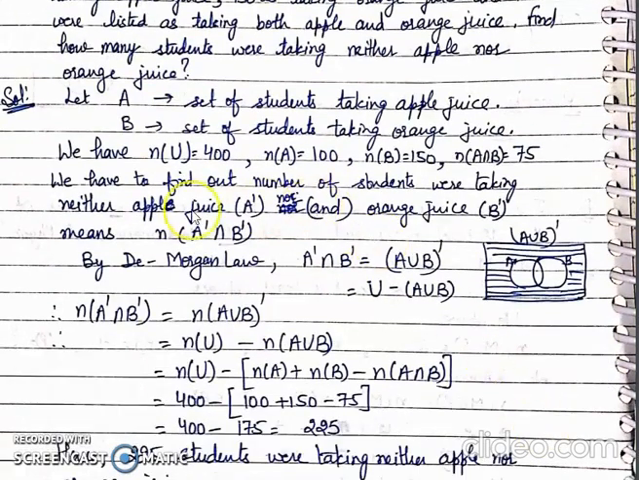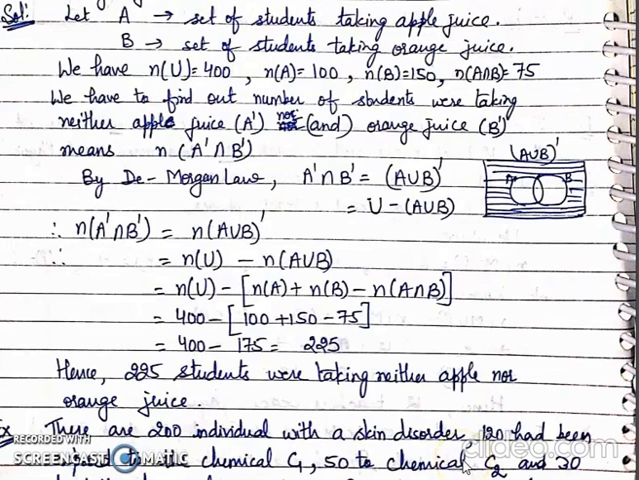So now we have to find the number of elements in A complement intersection B complement. That will be equal to the number of elements in (A union B) complement, and that will be equal to n(U) minus n(A union B). For A union B, we apply the formula. Put in the values in the formula. We get 225 students were taking neither apple nor orange juice.